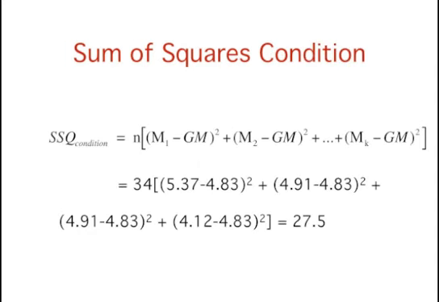The formula for the sum of squares condition is shown here. In this formula, n is the number of scores in each group, k is the number of groups, m1 is the mean for condition 1, m2 is the mean for condition 2, and mk is the mean for condition k. For the smiles and leniency study, there are 34 subjects in each condition, and the grand mean is 4.83. The SSQ condition is calculated as shown and is equal to 27.5.